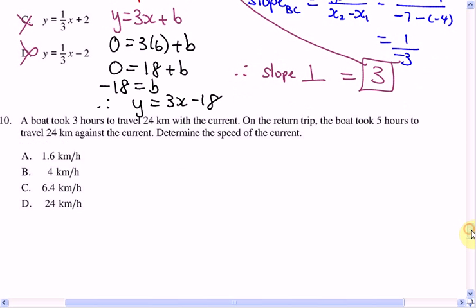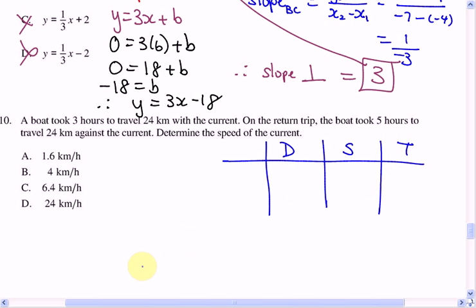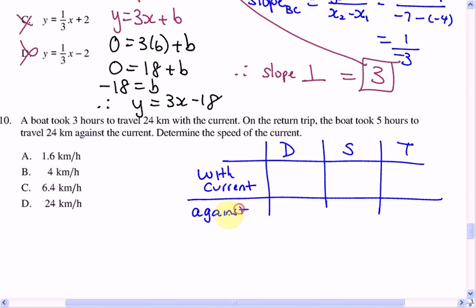Okay, number 10. Oh, look at these. Those boat questions, upstream, downstream. We've done a whole bunch of these in class. I suggested to you all, make a chart. Distance, speed, time. You're going with the current. Okay, that's upstream in this case. Oh, sorry, I guess it's downstream usually with current. And then against the current on the return trip.